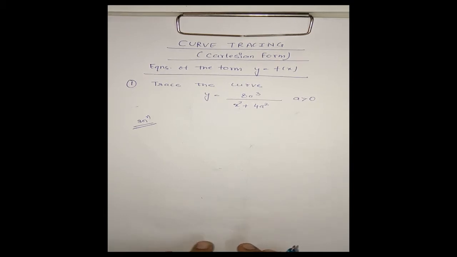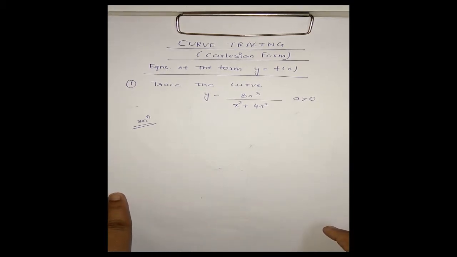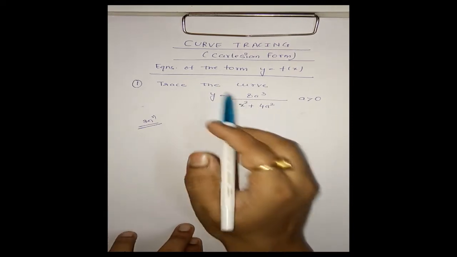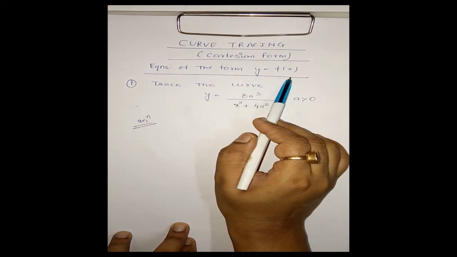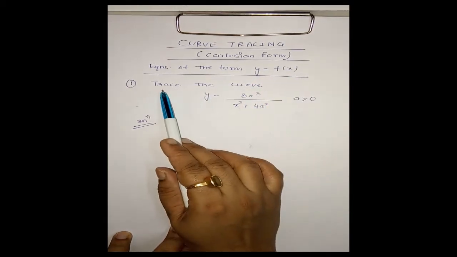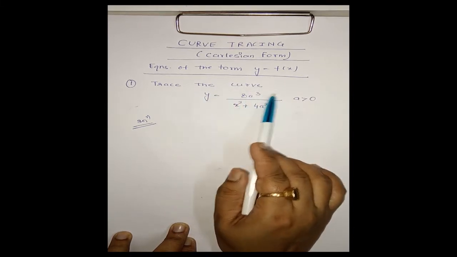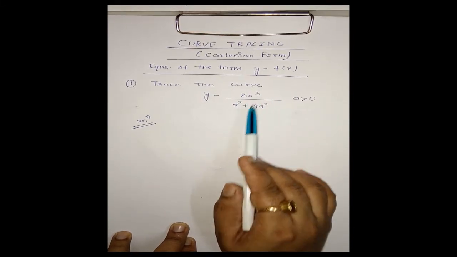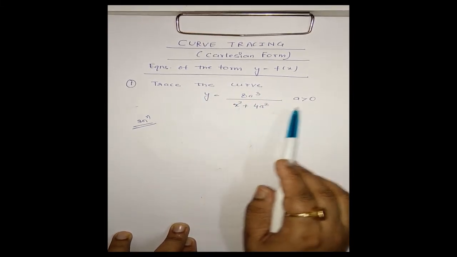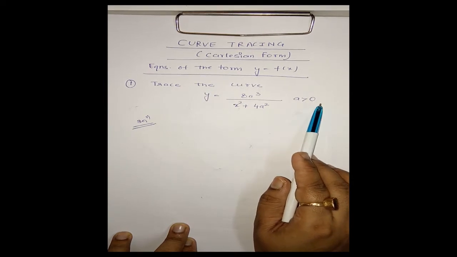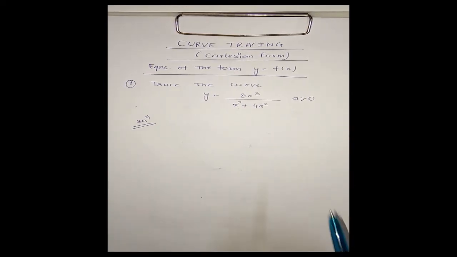Hello friends. In this video I am going to discuss some more problems of curve tracing when the equation of a curve is given in Cartesian form and also it is of this form y is equal to f(x). The given question is: trace the curve y is equal to 8a cube by x square plus 4a square, where a is given to be positive. Okay, we have to trace this curve.